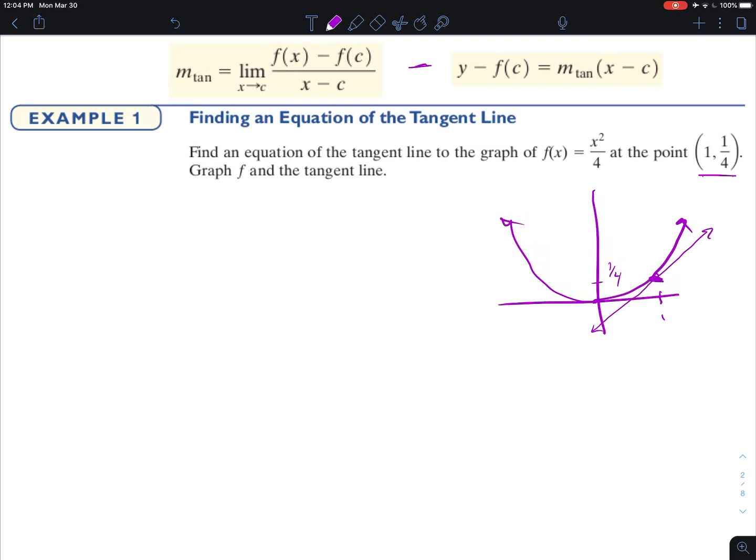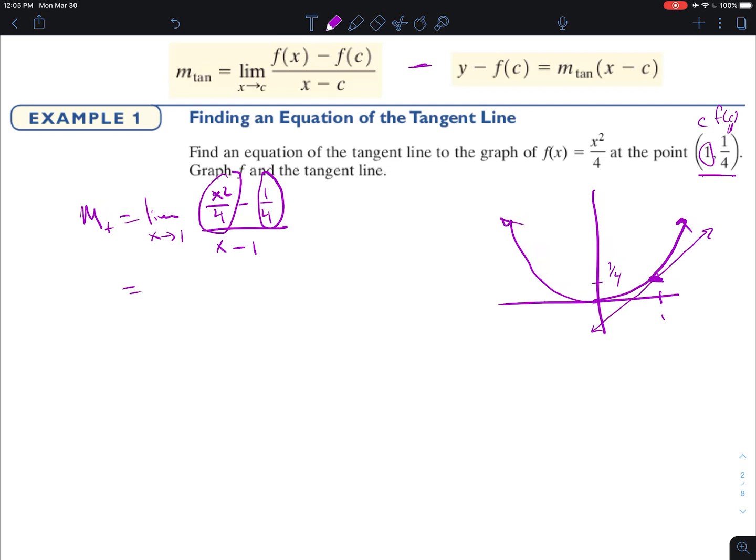So the first thing we need to do is find the slope. And the slope of the tangent line is the limit as x approaches 1, that's the x value we're interested in, of the secant, which is the difference of the y's, so x squared over 4 minus 1/4, the y that's of interest to us, over x minus 1. So hopefully you're recognizing this is f of x. This is then f of c, right? The point c, f of c, that we're interested in.